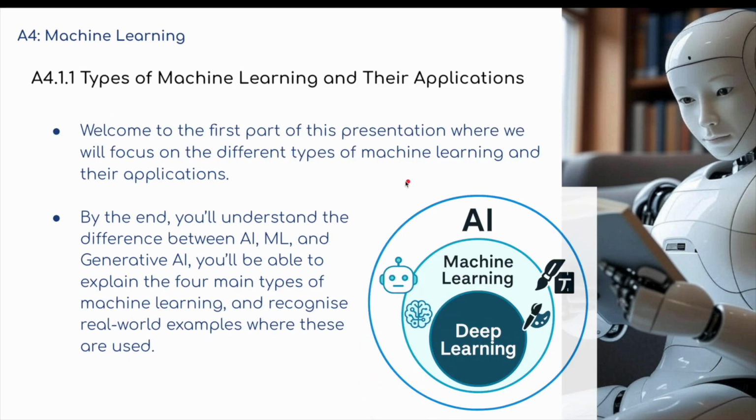Okay? So in this first part, we need to look at different machine learning types and their applications. By the end of this video, you will understand the difference between artificial intelligence, machine learning, and generative AI. You'll be able to explain the 4 main types of machine learning and recognize real-world examples where these are used. Okay, here's a robot reading a book. Hopefully the robot's learning too.